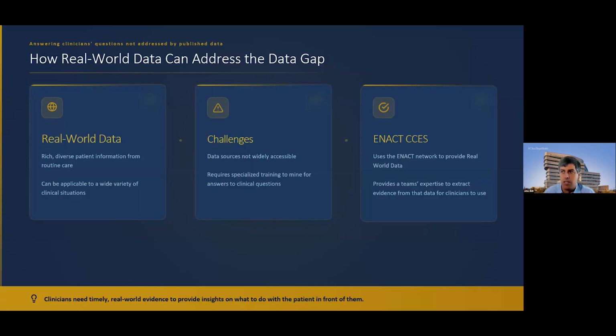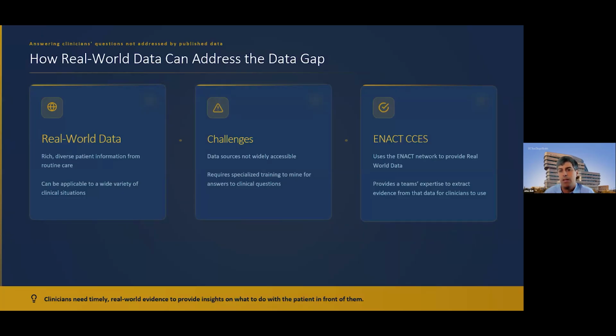However, there are some challenges to this. One, the data sources aren't widely accessible. You have to have certain access to these databases to be able to access the real world data. Not just every clinician can do it. And then also often you require specialized training to mine answers for clinical questions.